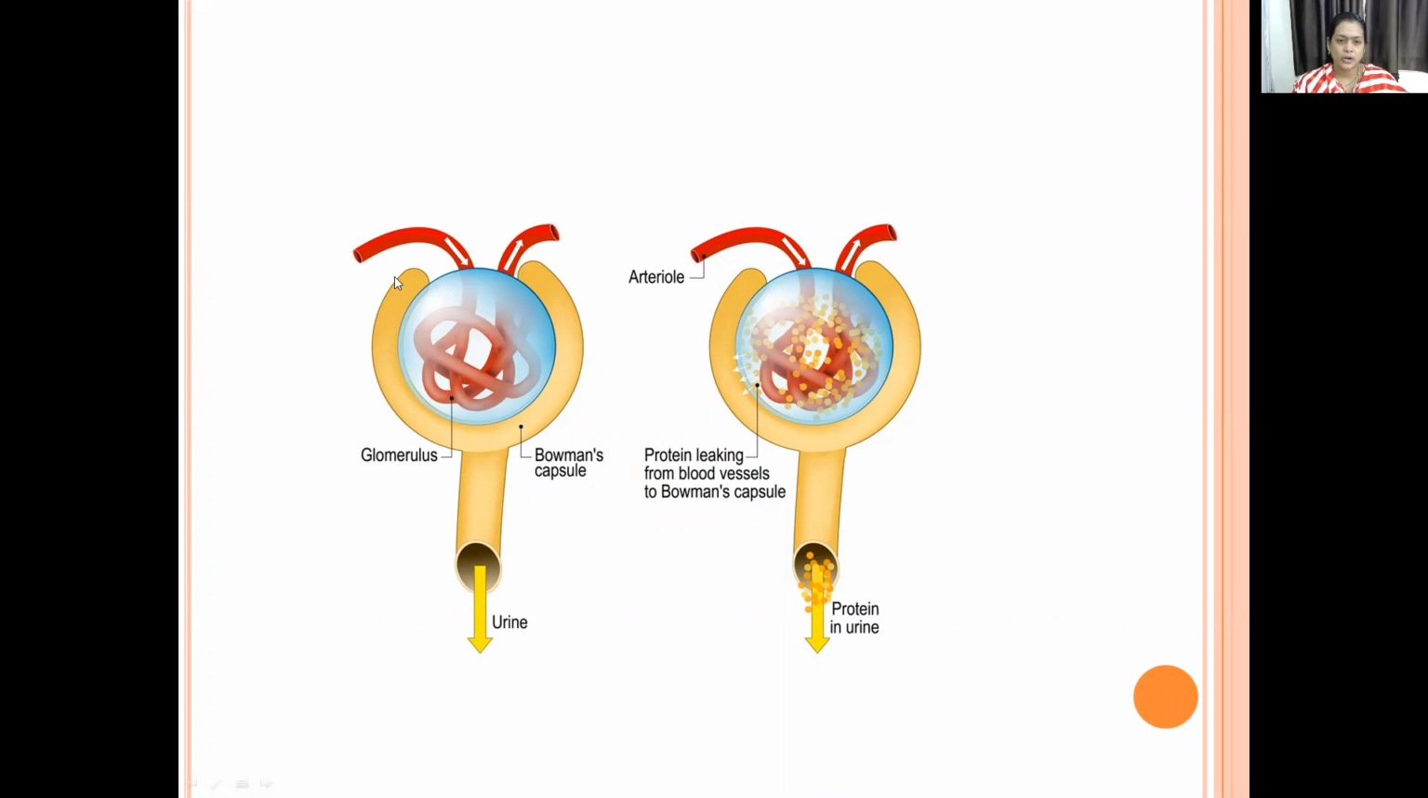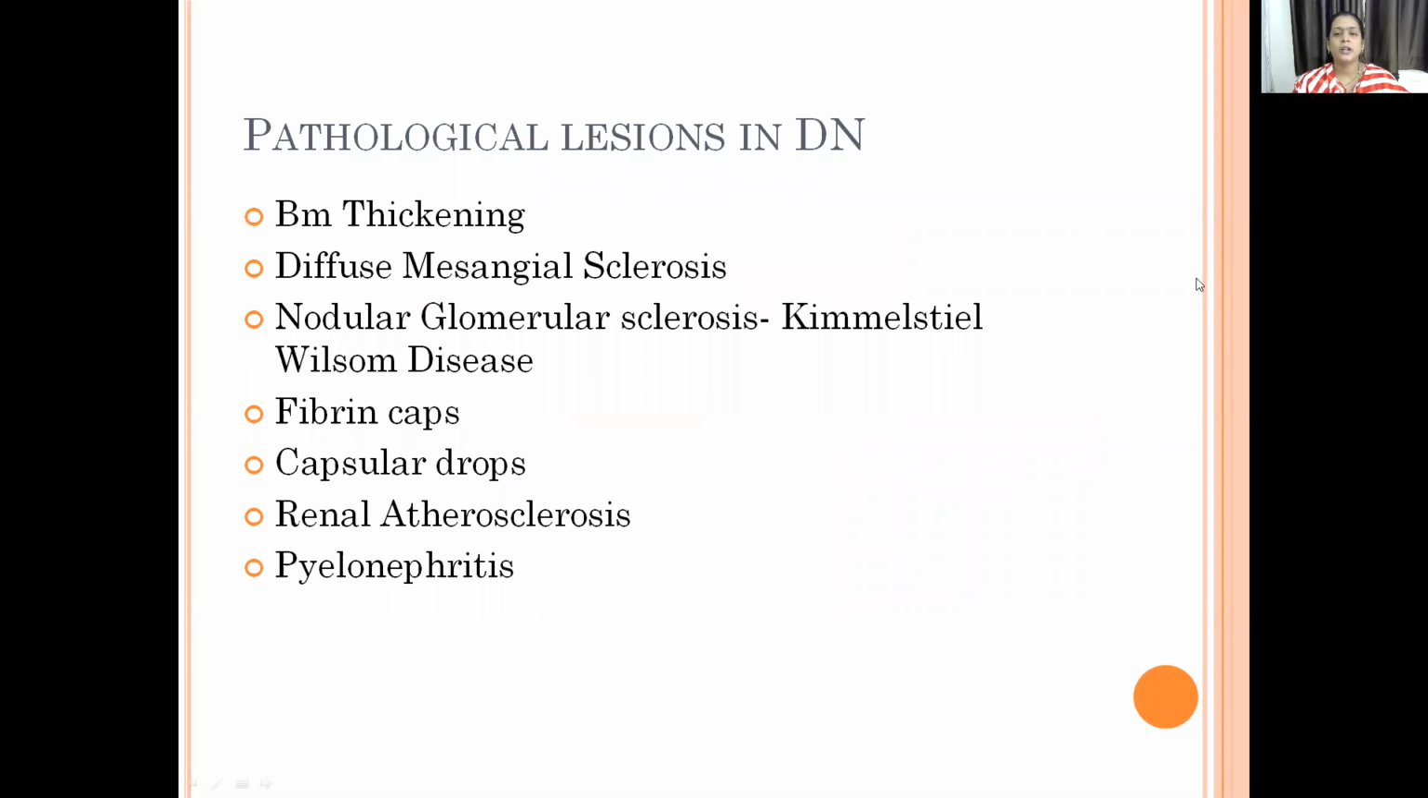We can see the glomerulus here. There is an afferent arteriole, the efferent arteriole, the Bowman space, the urine. The protein leak is happening from the blood vessels in diabetic nephropathy. So what are the pathological lesions in diabetic nephropathy? We can classify the lesions of the renal parenchyma into three: one pertaining to the glomerulus, one pertaining to the vessels, and one pertaining to pyelonephritis. Okay, three lesions. First one, glomerular lesions.